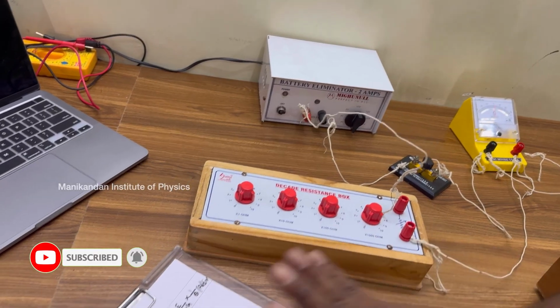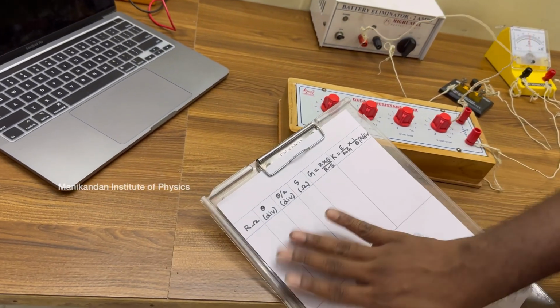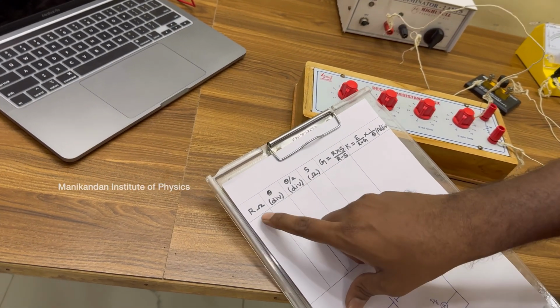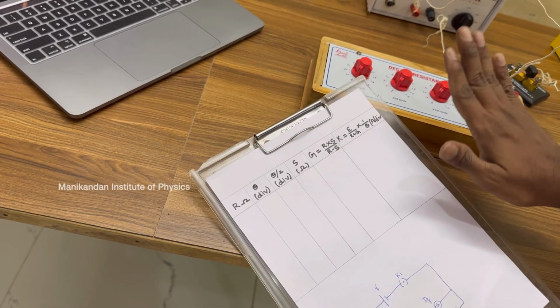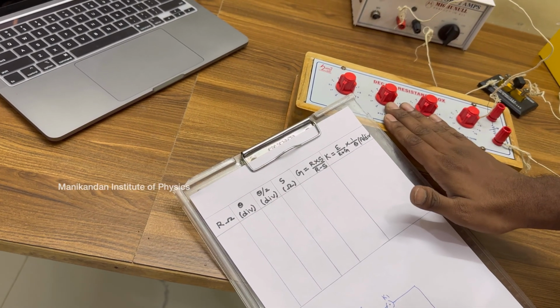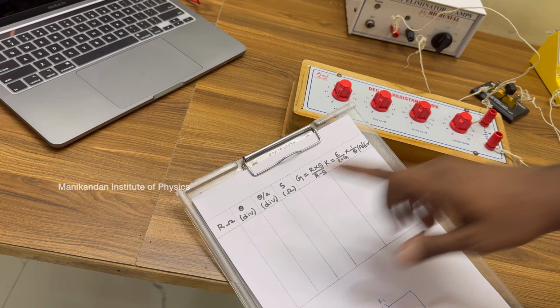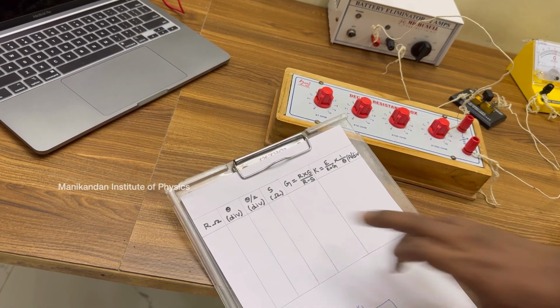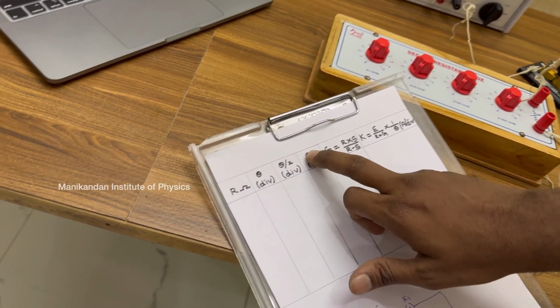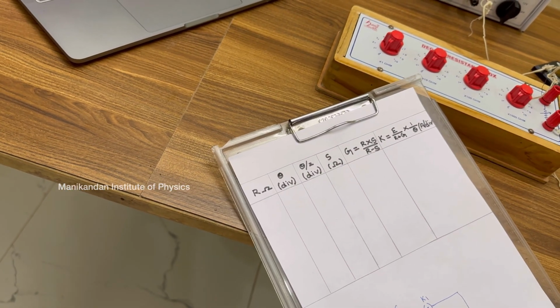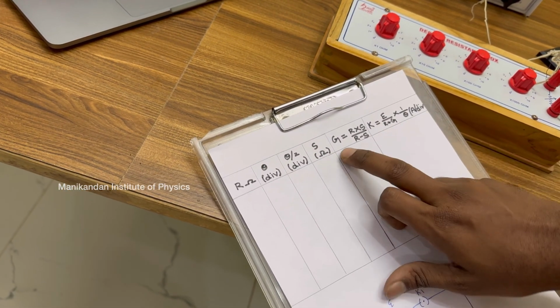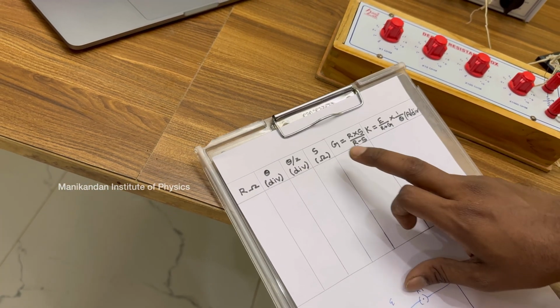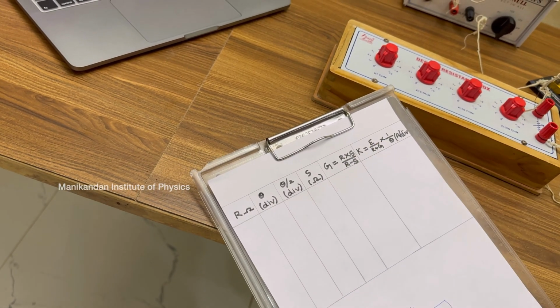To take the observation, we need this table. First we are going to take the reading of the resistance box from here, and then take theta from this galvanometer. To get theta by 2, what is the shunt resistance required? We are taking the observation of this from the shunt resistance, and then we can do a calculation for the galvanometer resistance and the figure of merit.